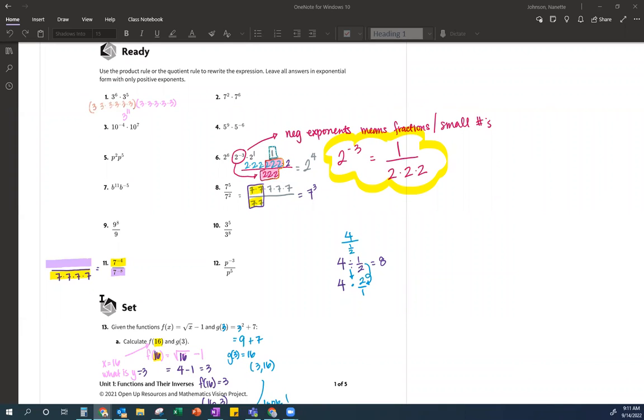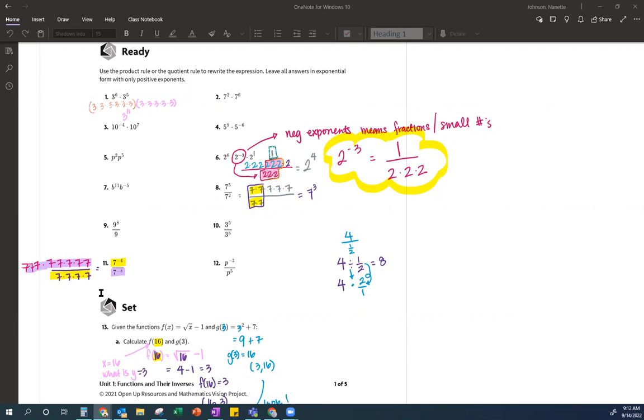7 times 7 times 7 times 7 times 7, times 7. Wait, 1, 2, 3, 4, 5, 6, 7, and 8. I can't fit another 7 in there. Okay, I did. I squashed them in there. So 1, 2, 3, 4, 5, 6, 7, 8. Okay, perfect. So all of those go up there to the top.